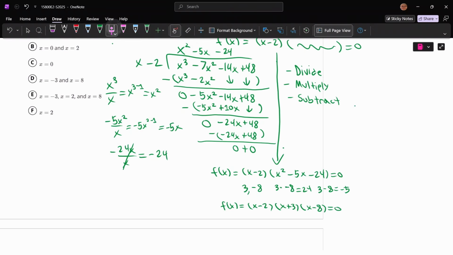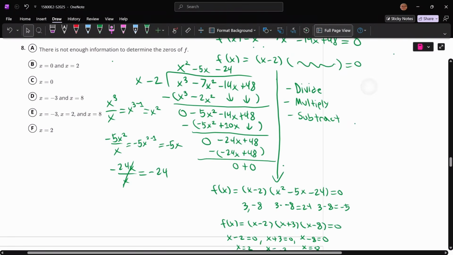The cool thing is you can clearly see how these are the smallest terms that we can come up with, and so we can just set up 3 different equations, set equal to 0, and then solve for x. So x minus 2 is equal to 0, x plus 3 is equal to 0, and x minus 8 is equal to 0 as well. And that's simple. You just end up with x equal to 2, x equal to negative 3, and x equal to 8. These would be the 3 possible x zeros of f.